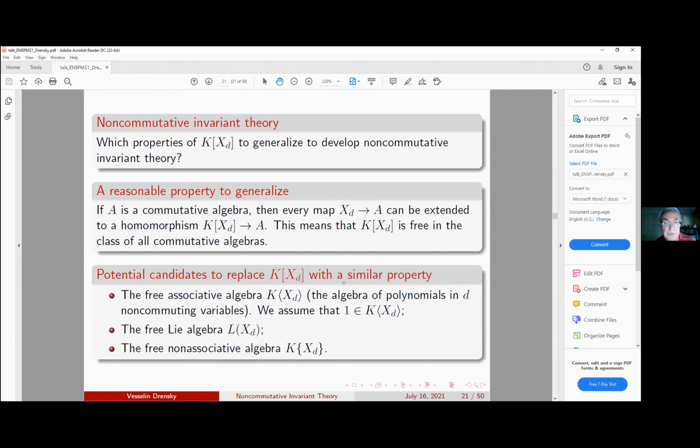So which are the possible candidates? Of course, the free associative algebra. This is the algebra of polynomials in non-commuting variables. It's convenient to consider that all algebras are unitary. You can consider the same for the free Lie algebra, the free non-associative algebra, et cetera.